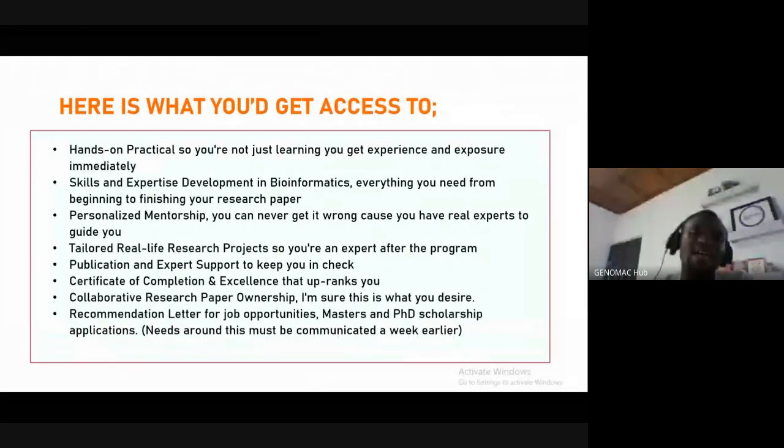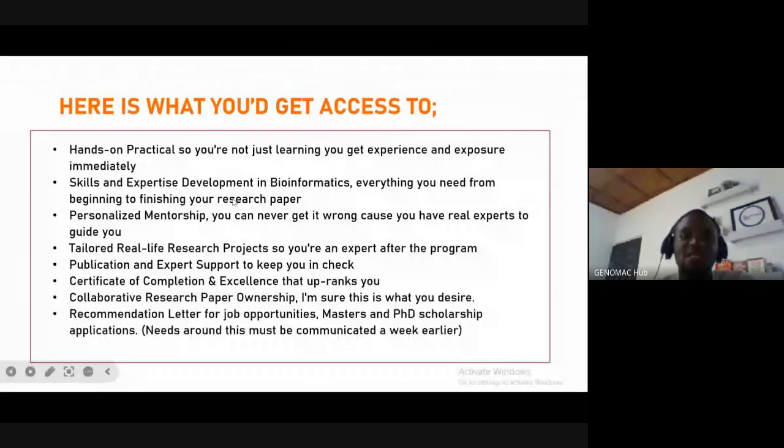So just like data is being utilized in every industry, when it comes to every industrial sector of biotechnology, bioinformatics is gaining deep roots. So you will also be gaining skills and expertise. You are able to develop your skills in bioinformatics, and everything you need from the beginning to the finishing of your research project is being provided. You have personalized mentorship. You can never get it wrong because you have a real expert to guide you.